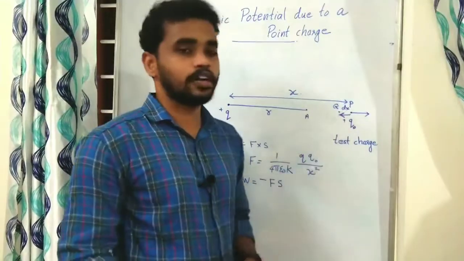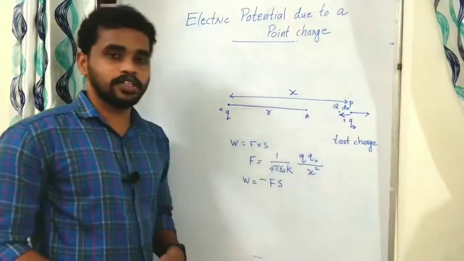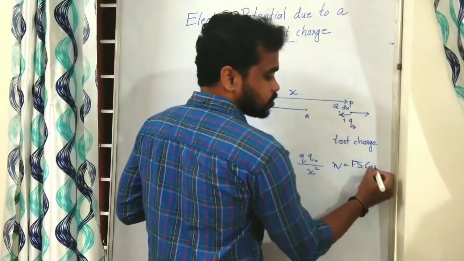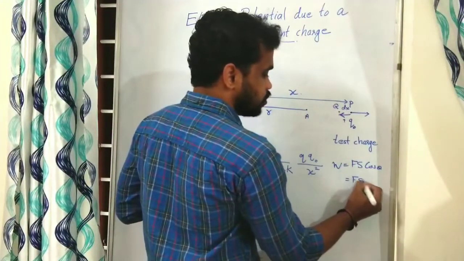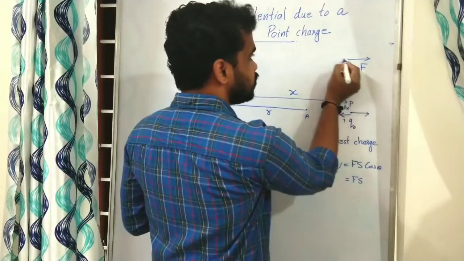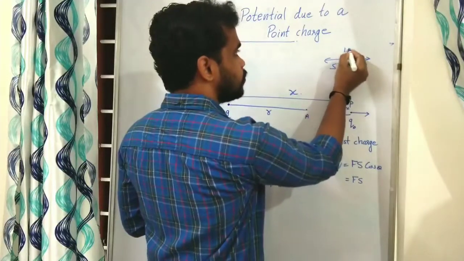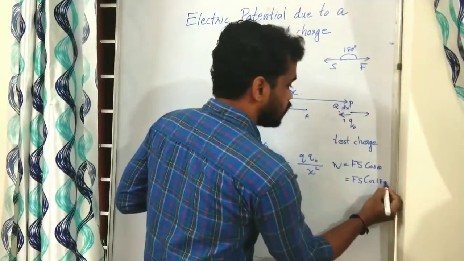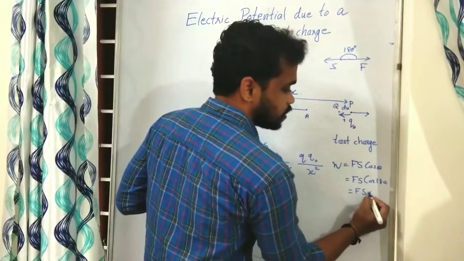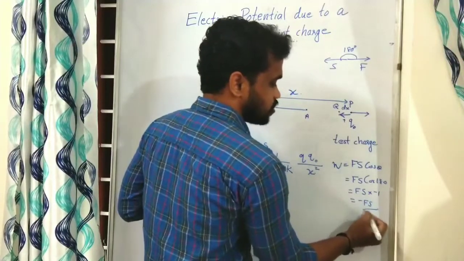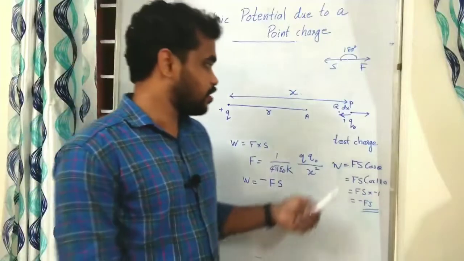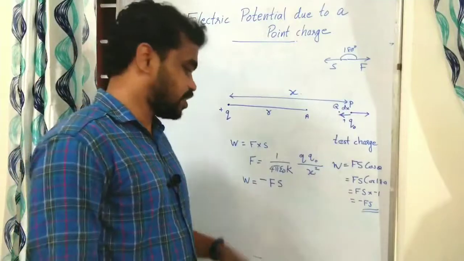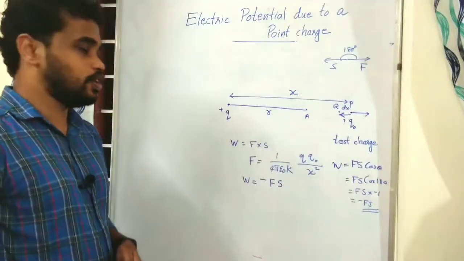If force and displacement are in opposite directions, the work done on an object is negative, because W is equal to Fs cos theta. Here the force is in this direction and the displacement is in this direction, therefore the angle between force and displacement is 180 degrees. Cos 180 is minus 1, therefore W is F into S into minus 1, that is minus Fs. Remember that if the force and displacement are in opposite directions, then the work done on that object is negative. Therefore, W is equal to minus F into S.